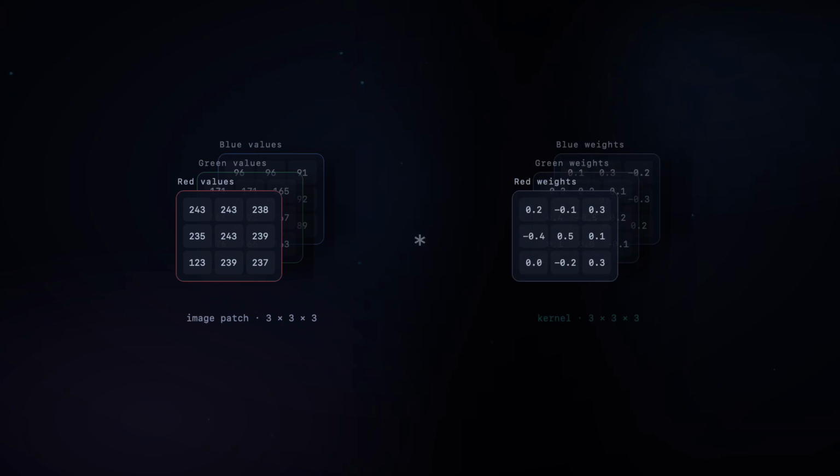On the left are the pixel values from that image patch. On the right is a convolution kernel. These aren't pixel values, they're learned weights. During training, the neural network automatically adjusts these numbers until each kernel becomes good at recognizing a particular visual pattern, such as an edge, a corner, or a texture.